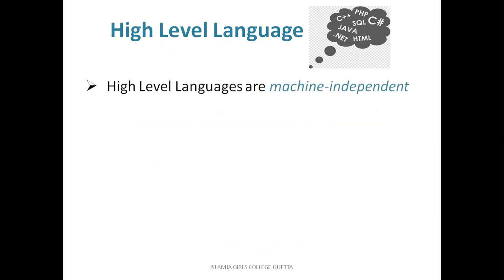Now the next point is that the high-level languages are machine independent. We have seen the term machine independent in our previous lectures. This means that if you have written a code in the high-level language, then it can run on a variety of different machines, whether they have different internal architecture. It will not affect.